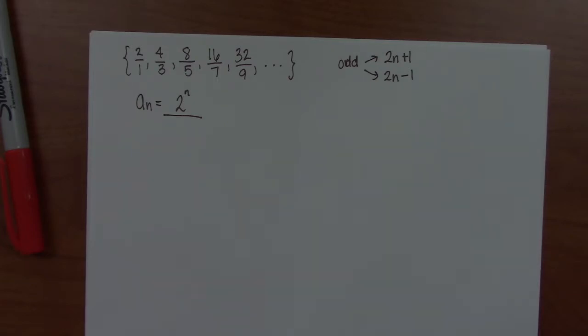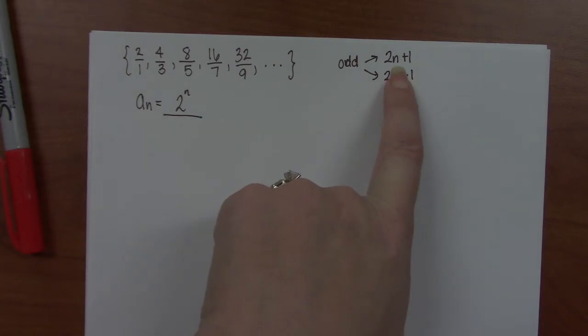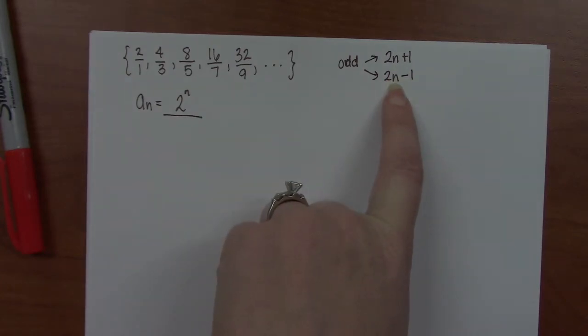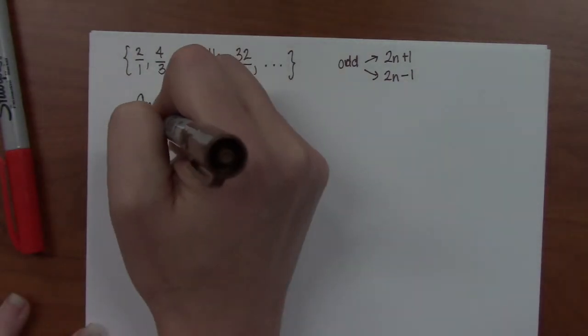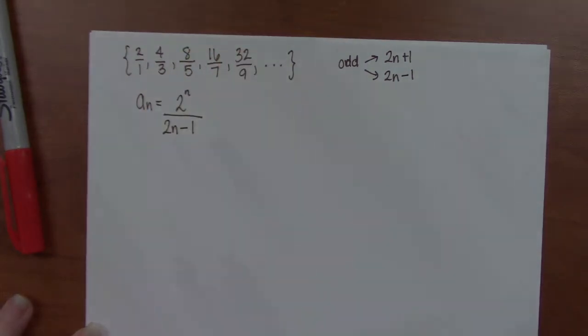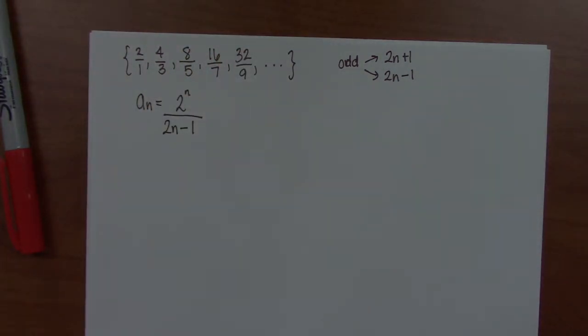So we need our first number to be 1 when n is 1. If I plug in a 1 here, I'm going to get 3. And if I plug in a 1 here, I'm going to get 1. So I want my denominator to be 2n minus 1. Then you can see, when we plug in 2, we'll get 3. When we plug in 3, we'll get 5, right? So it just knocks 1 off every time.